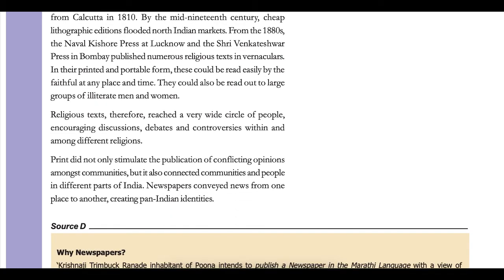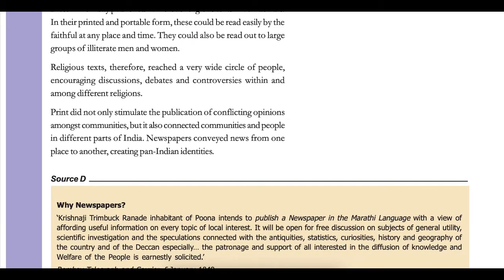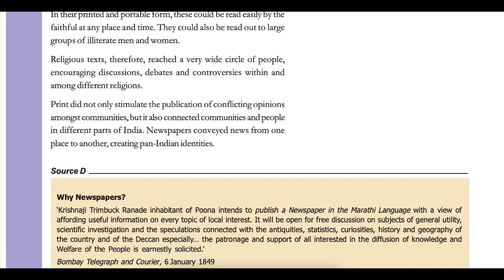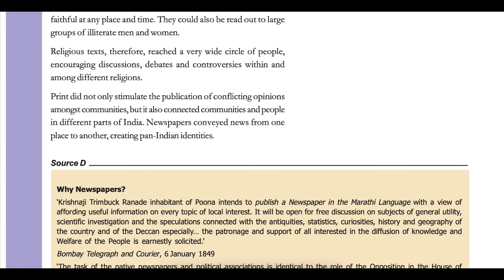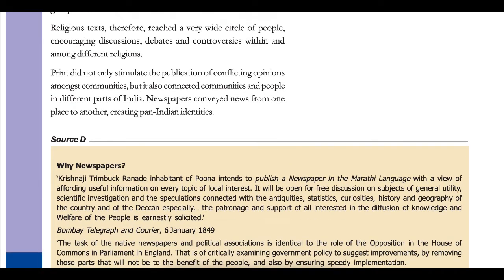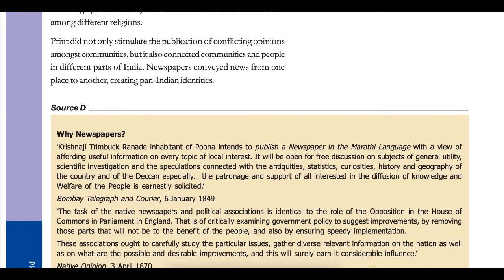In their printed and portable form, these could be read easily by the faithful at any place and time. They could also be read out to large groups of illiterate men and women. Religious texts therefore reached a very wide circle of people, encouraging discussions, debates, and controversies within and among different religions. Print did not only stimulate the publication of conflicting opinions among communities, but it also connected communities and people in different parts of India. Newspapers conveyed news from one place to another, creating pan-India identities.